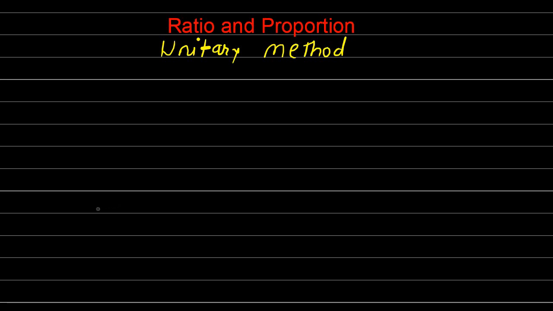The method in which first we find one unit and then the value of the required number of units we will be finding out. So first we need to find the value or share or a part of 1, and then we can find out the required or asked quantity of that type. Okay, let's take some example.